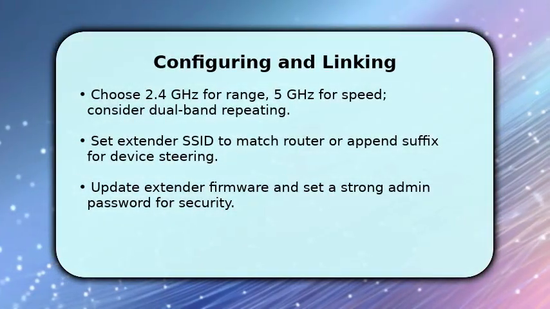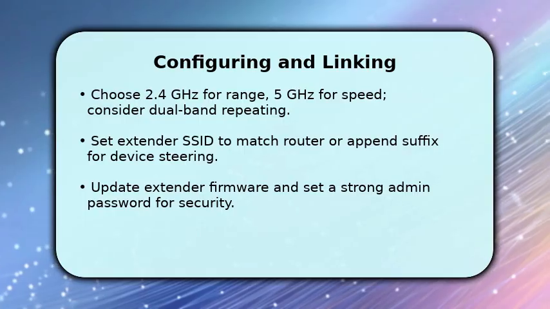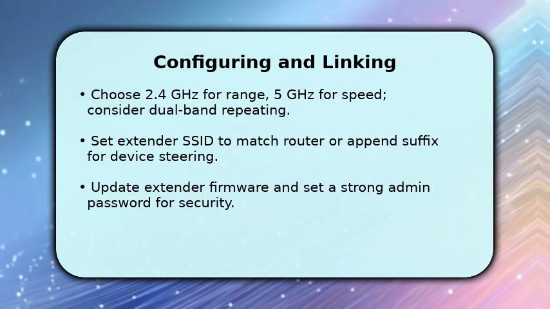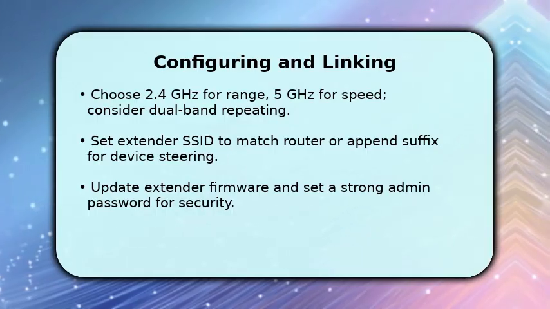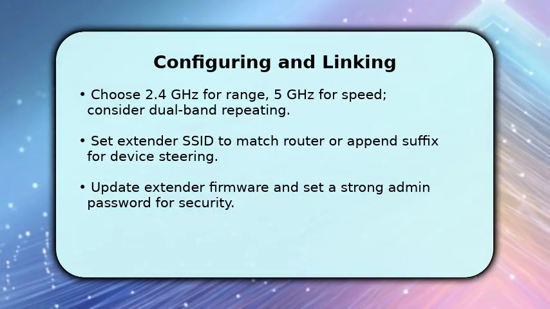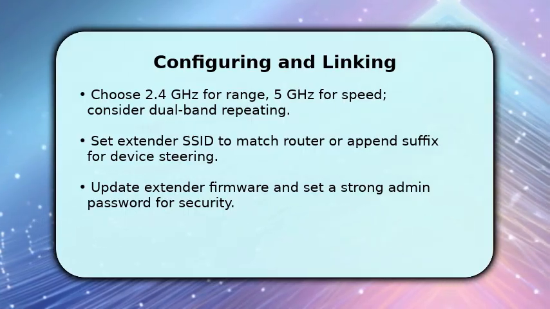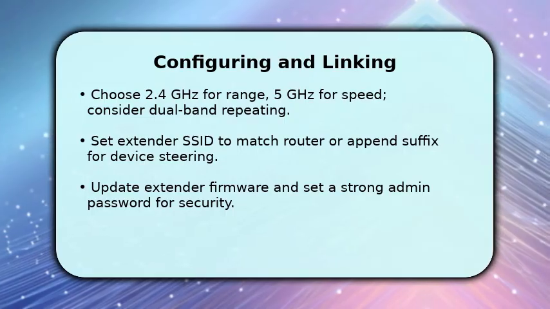Now you configure how the extender bridges traffic. Pick 2.4 GHz for penetration or 5 GHz for throughput, and enable both if the device supports dual-band repeating. Once connected to the router, the extender creates a wireless link called a backhaul. Traffic hops from client to extender to router.